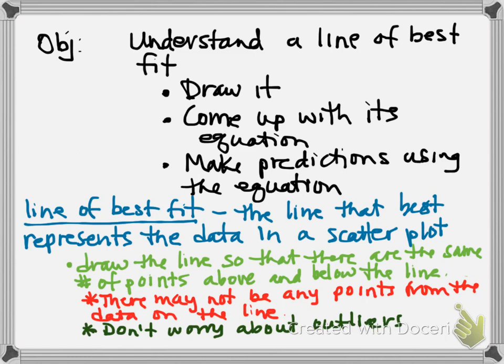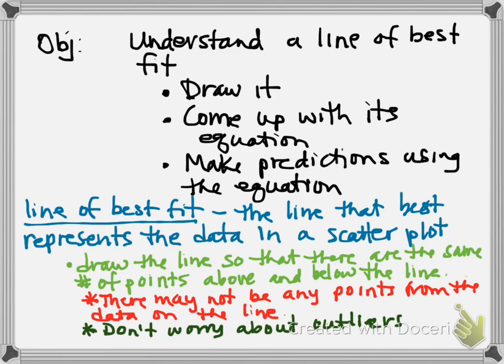So when outliers are present, I thought I had one on here. That other one wasn't so much of an outlier. I'm not worried to make sure that my line of best fit goes through all the data. It's going through the data that best represents that positive correlation. Okay? Now again, on that graph, there were 2 points from the data that were on the line.